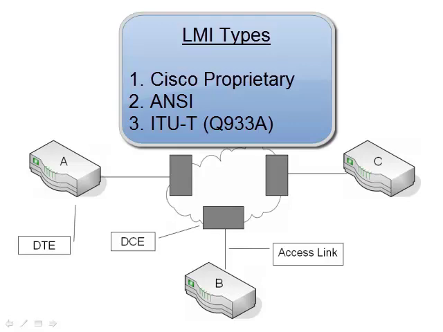Regardless of which one you use, both sides, so the router, which is the DTE, and the frame relay switch, your DCE, they must use the same type. Otherwise, they won't be able to communicate. However, by default, the LMI can be auto-sensed by the router, or you can manually configure it. So you've got an option there. However, just remember, when we talk about LMIs, we're only talking about communications between the router and the frame relay switch.